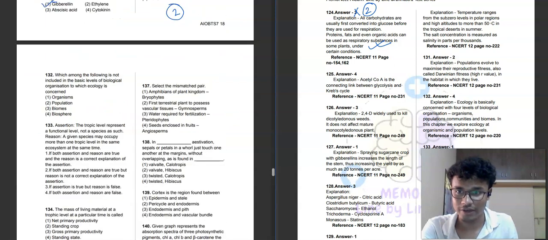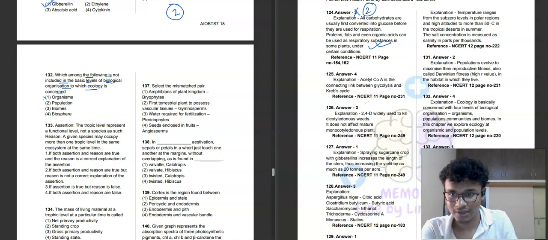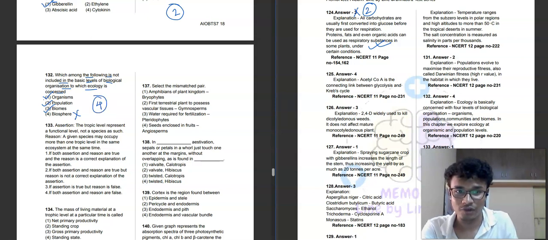Towards the next question, 132. Which among the following is not included in the basic levels of biological organization with which ecology is concerned? Ecology is basically concerned with four levels. Organisms is correct, then population is correct, then biome is correct, and along with that it has communities. It doesn't deal with the biosphere. So the fourth option will be your correct answer for this question.